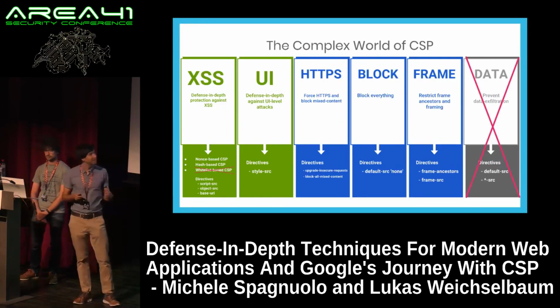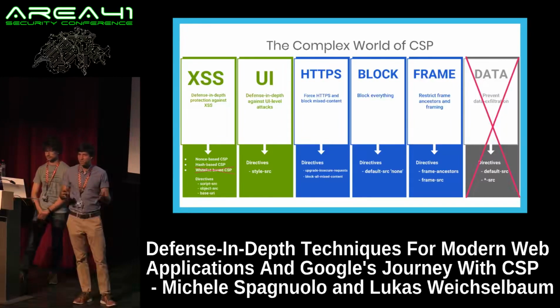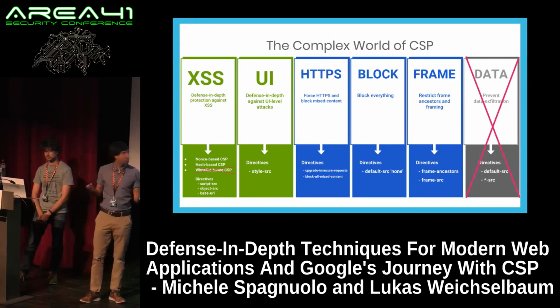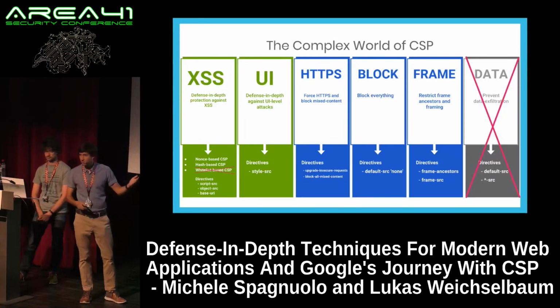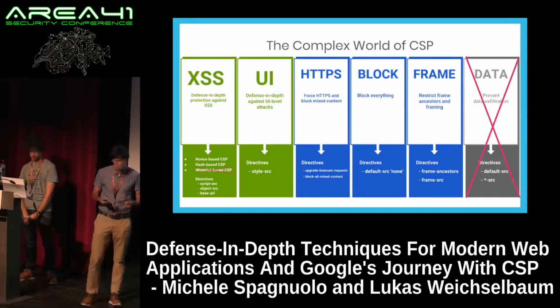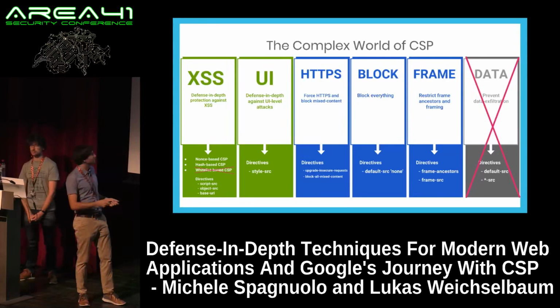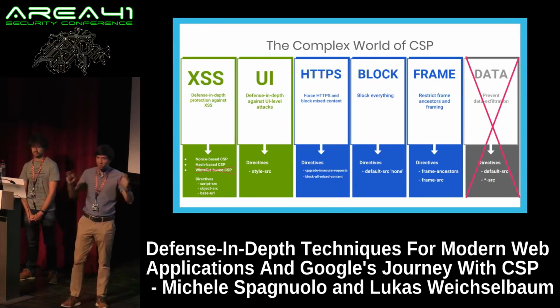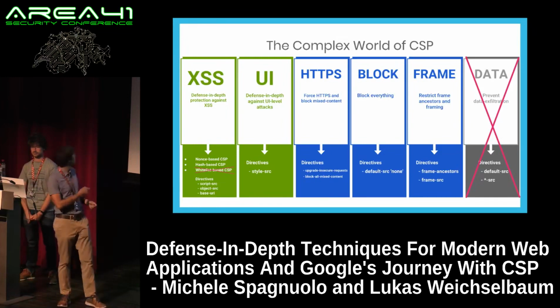That makes it quite hard to understand, if someone says they rolled out a CSP, what do you actually mean with that, right? Because it could be everything from blocking frames to mitigating cross-site scripting to trying to prevent data exfiltration. So I collected the big use cases. There are probably other ones as well. As I said, we'll focus on XSS here.